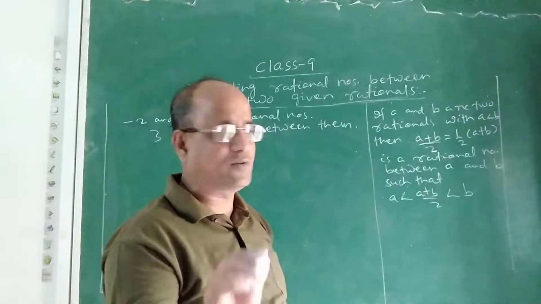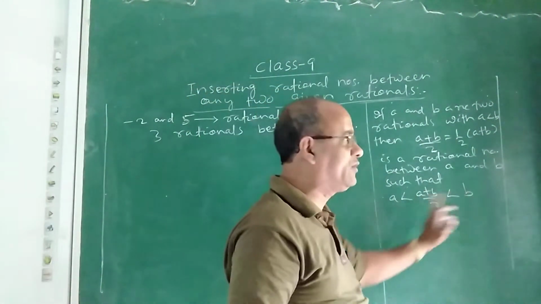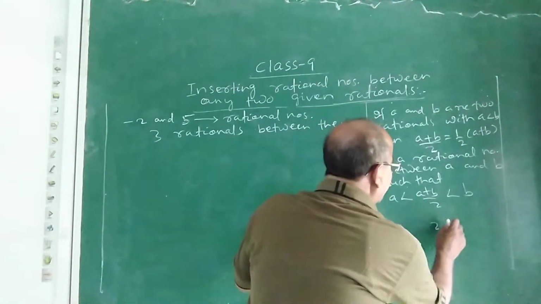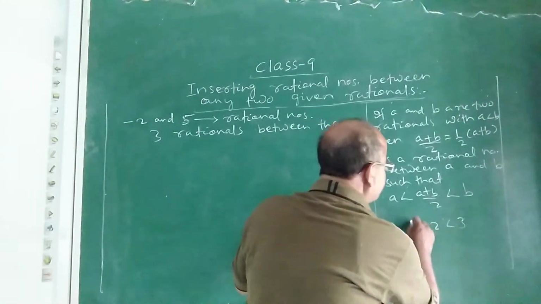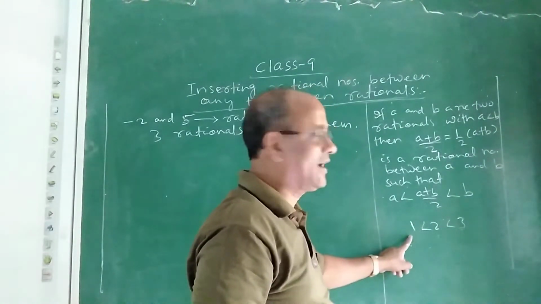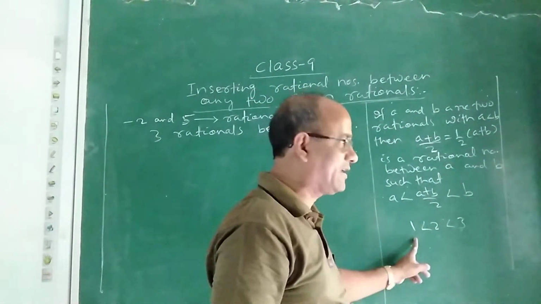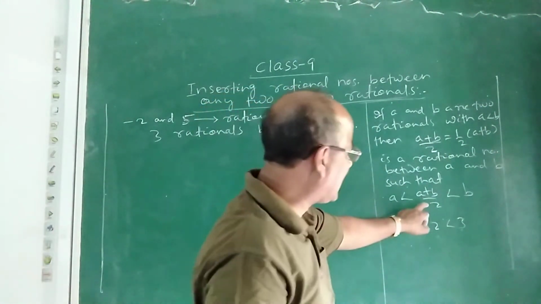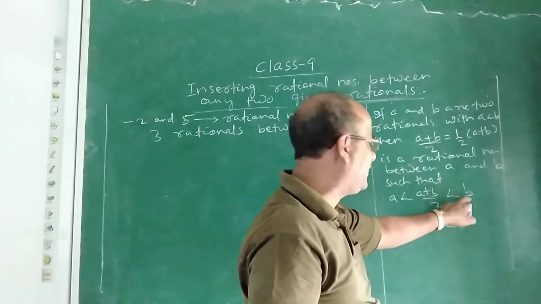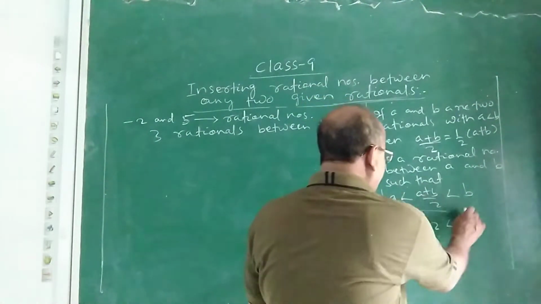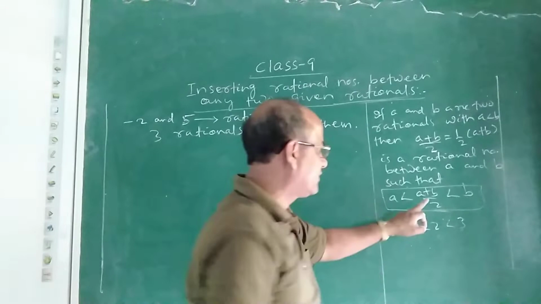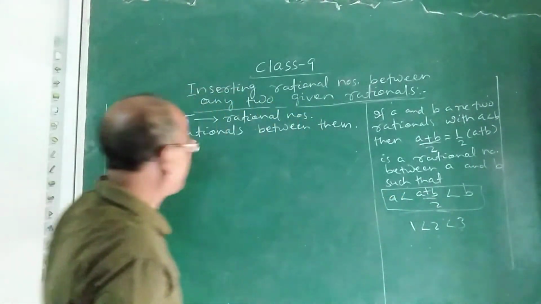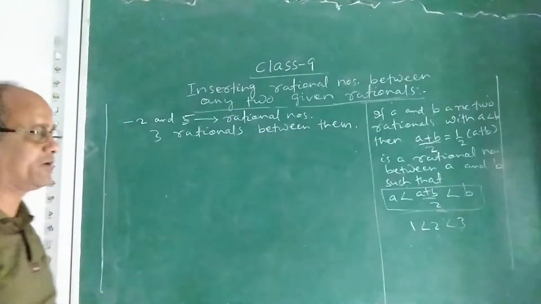Any number lying between two numbers, suppose if I say 2 lies between 3 and 1, if I write 2 less than 3 and greater than 1, then definitely 2 lies between 1 and 3. So in order that this rational number will lie between a and b, it must satisfy this inequality. This is very important. That a plus b by 2 must satisfy this inequality. So let us apply that concept here in this problem.